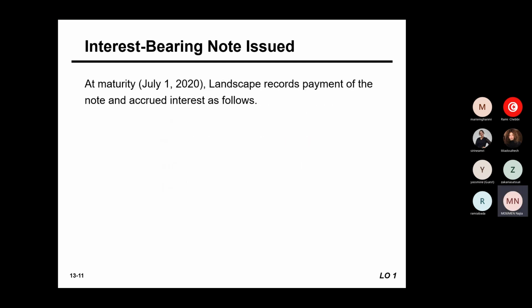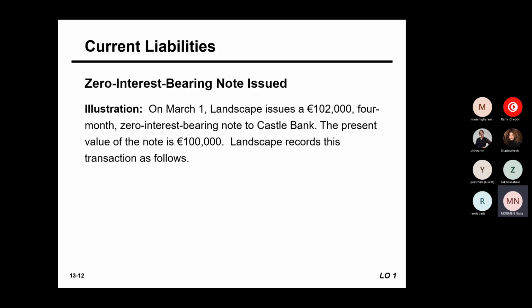Then at maturity date, July 1st, what will I pay? I will pay the notes plus all the accrued interest. Since the 4 months of interest was already recorded as interest expense and interest payable, when paying this note we will debit notes payable, debit interest payable, and credit cash for this 102,000 euro amount. So this is the situation when the interest rate is explicitly mentioned on the note.